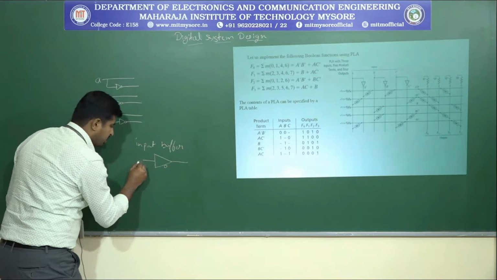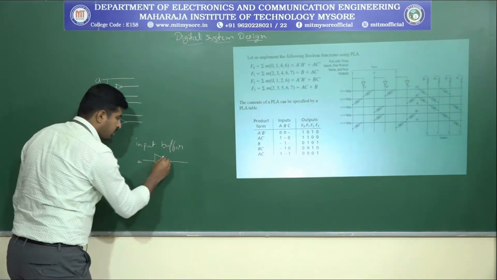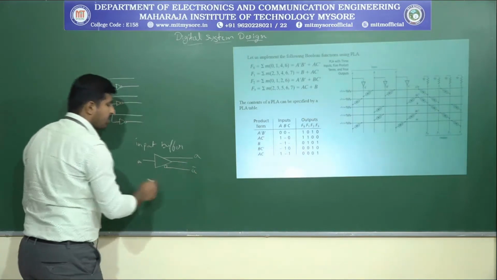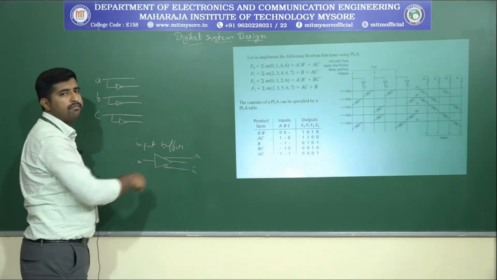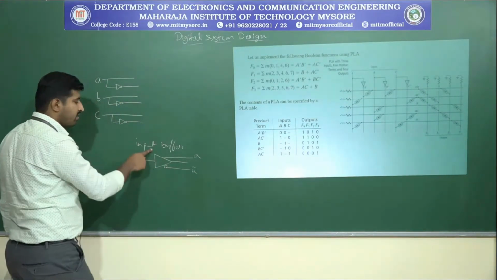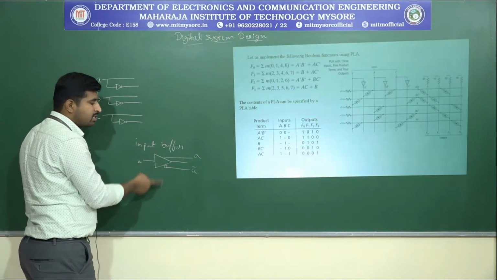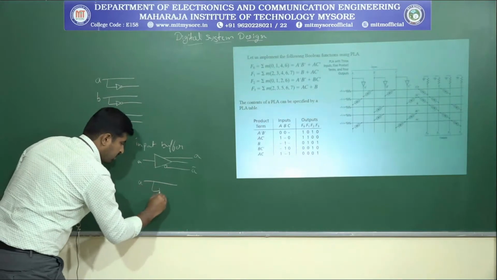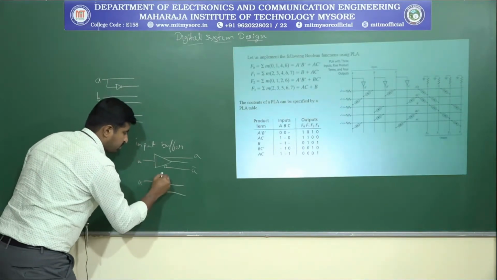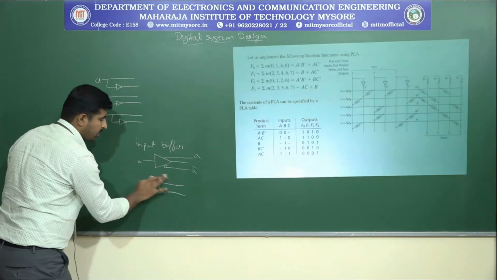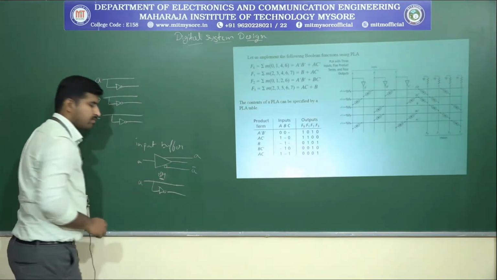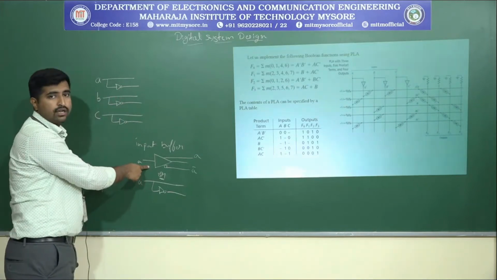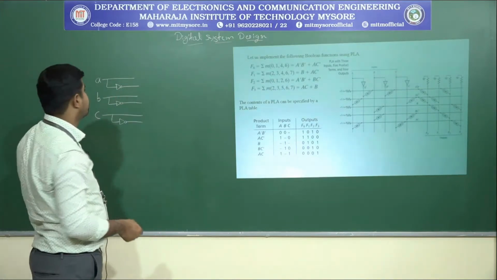Assuming this is an A variable, here we are going to get A and here we are going to get A bar. This is called an input buffer. So the input buffer will contain the normal and its complement form. It's similar to this circuit. So both circuits are equal. Instead of writing like this, I can write like this also. So these are the functions we have.